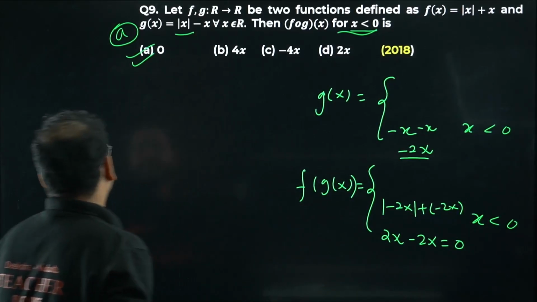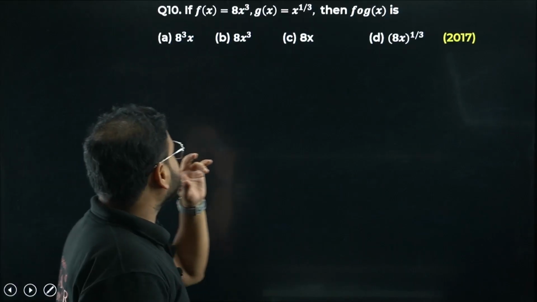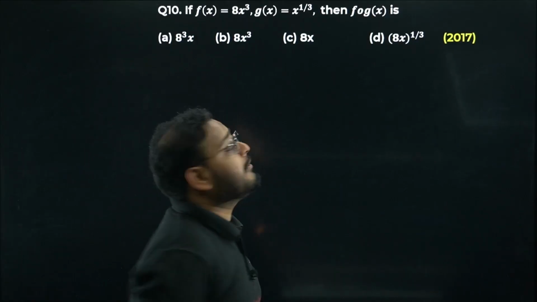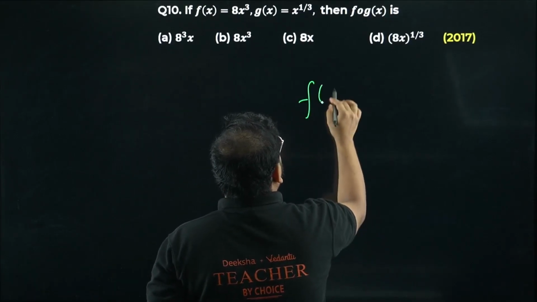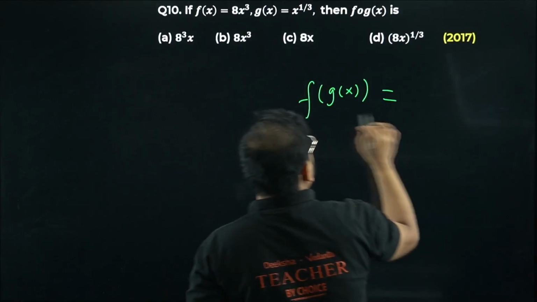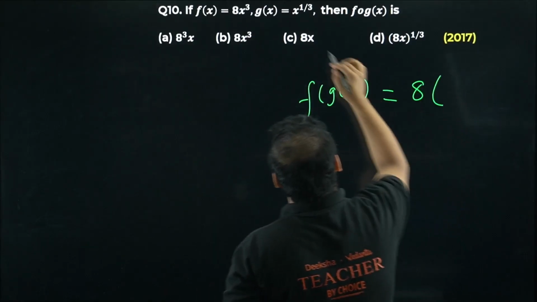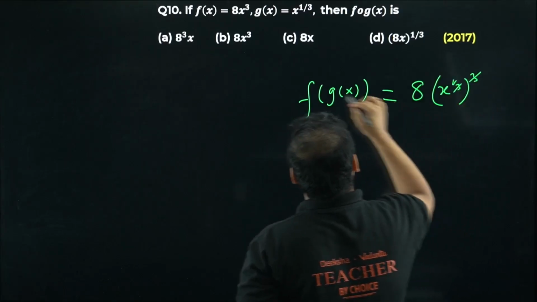Moving on to question number 10 now. Option A is right for question number 9. Question number 10. If f(x) equals 8x cube, g(x) equals x power 1 by 3, we're looking for fog. Okay, in f you put g, so 8 will remain as it is, x is going to be... This is a simple question, sir. Answer is 8x, option C is right.